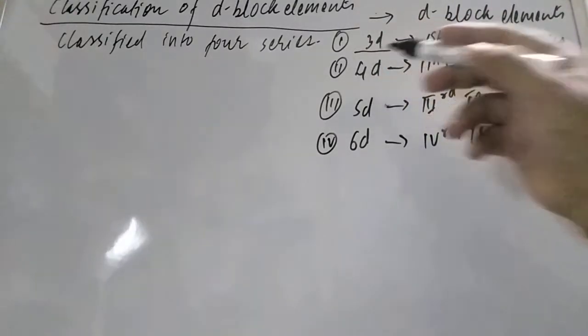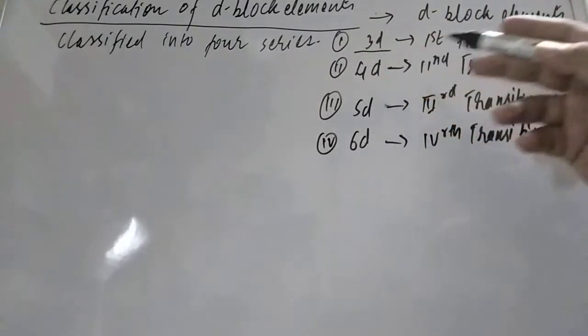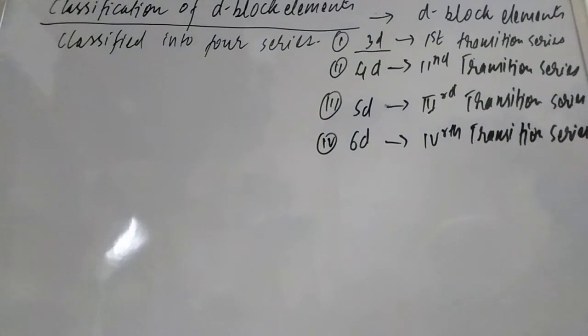Dear student, how are they classified into first, second, third and fourth transition series? Because their last electron, the differentiating electron, enters into the 3D orbital, that is the first transition series. If it enters the 4D orbital, that is the second transition series, if the 5D orbital, the third transition series, and if the 6D orbital, the fourth transition series elements.